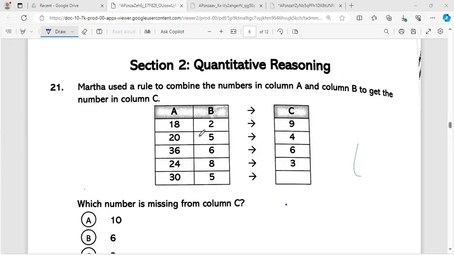So 2 into 18 goes 9 times. 5 into 20 goes 4 times. 6 into 36 goes 6 times. 8 into 24 goes 3 times. 5 into 30 goes 6 times. So my answer would be B, 6. All right. Well done. Well done. Yes, sir, I agree.